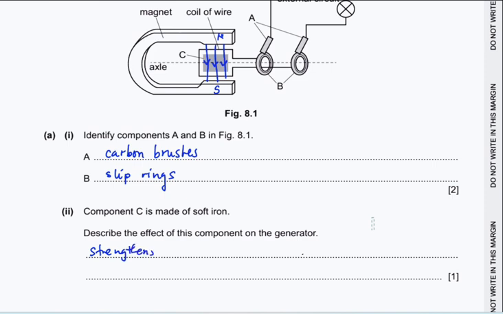This strengthens the magnetic field. Right, iron is a ferrous material, remember that, so it's easily magnetized. So in this case, it is going to increase or strengthen the magnetic field there around that coil. Right, what's the next thing?